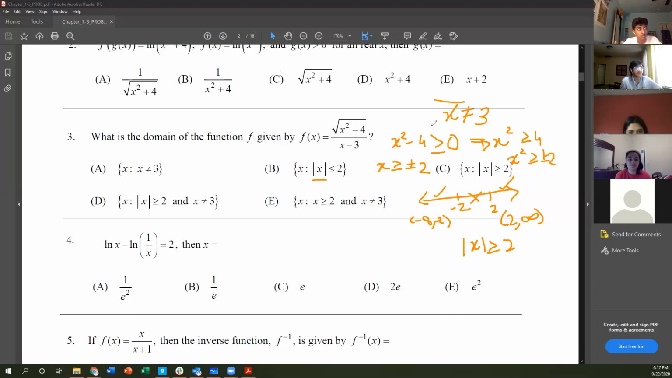And don't forget our other condition, x can't be equal to 3. So D would be the correct answer, I believe, Alina. Is that correct? Okay, good. That's D. Perfect.